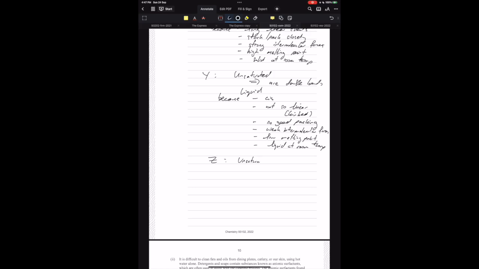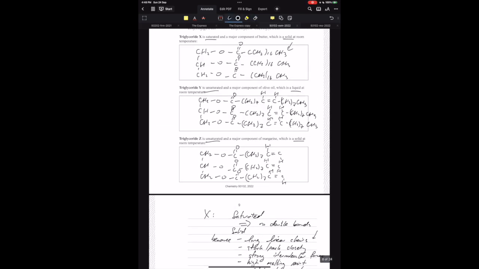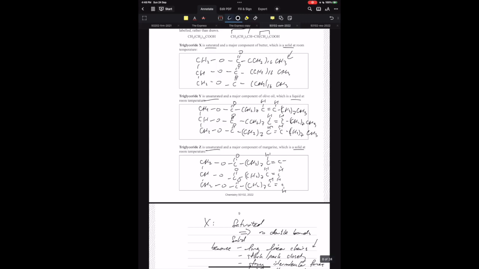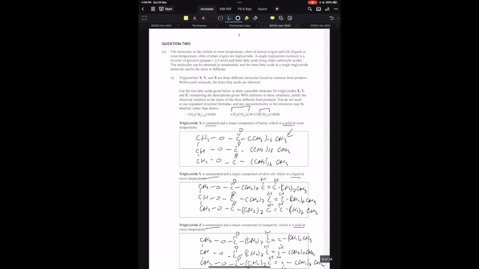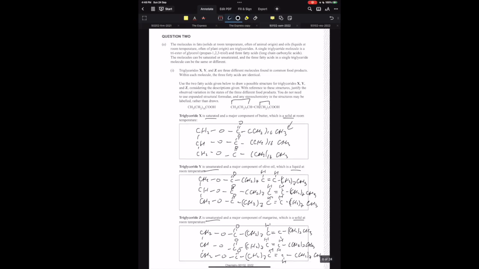Unsaturated. I won't write this out fully. R, C double bond C bonds. Solid, because trans, more linear, and same logic applies. So we can draw that out too. Again, we have CH2 7 times. It's the same fatty acid, except instead of cis, we have trans. And we're done. So we've justified which of X, Y, Z are considering the descriptions.